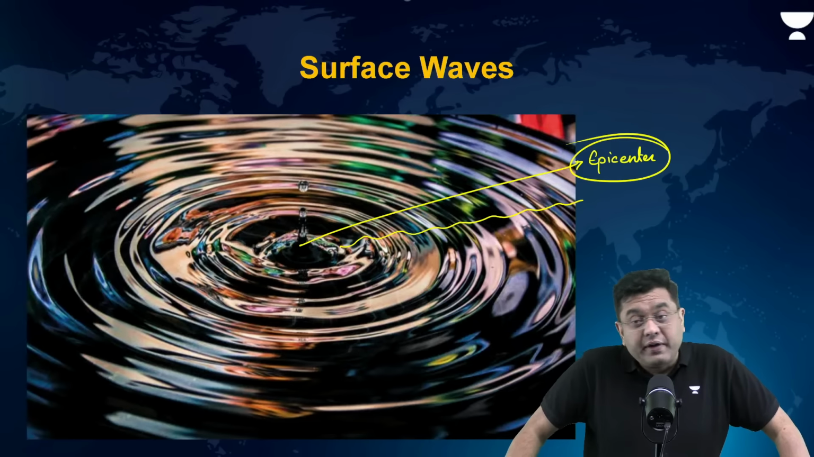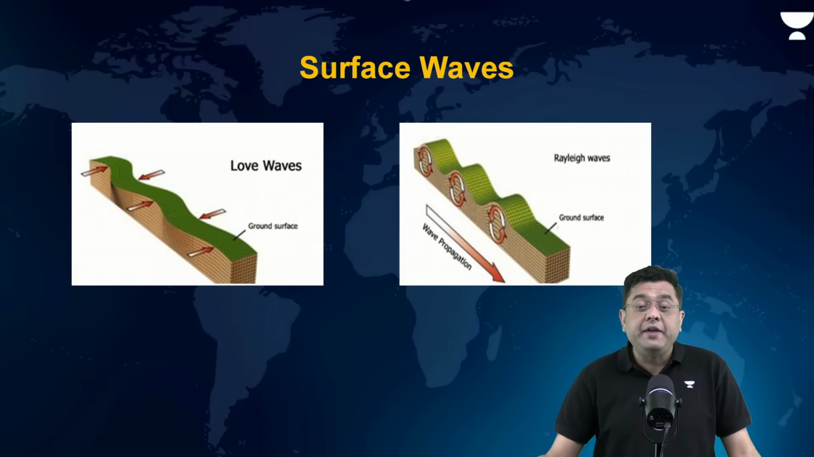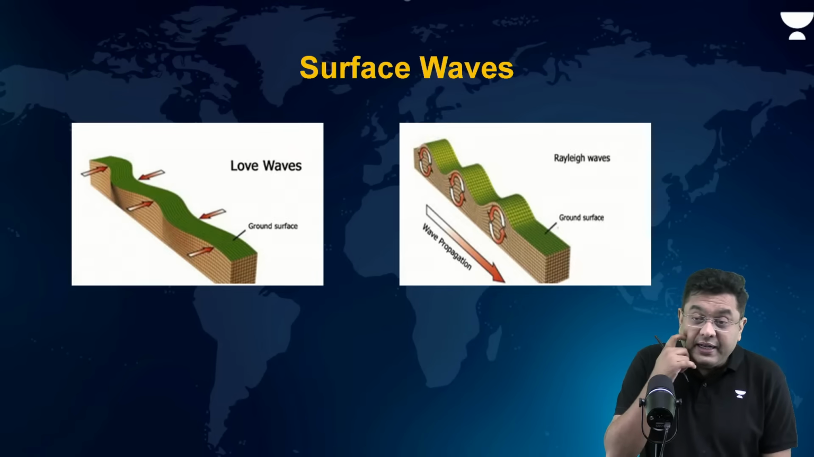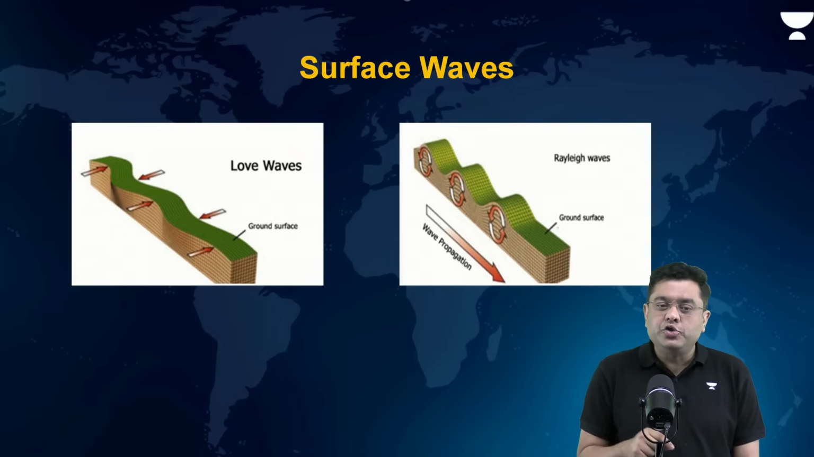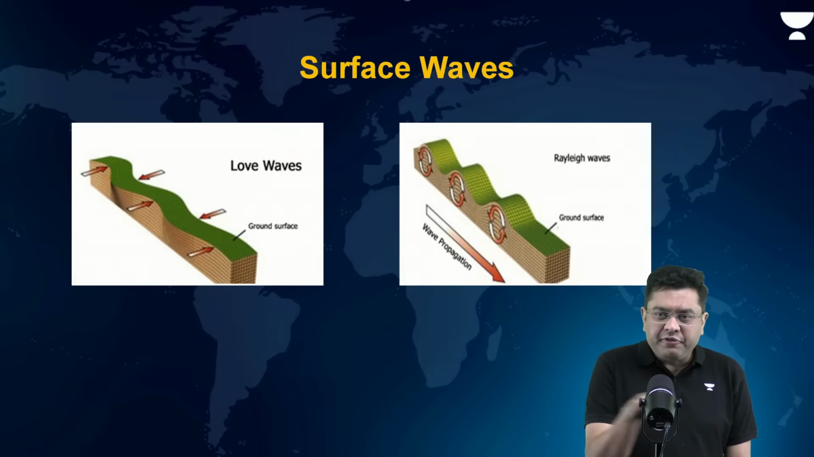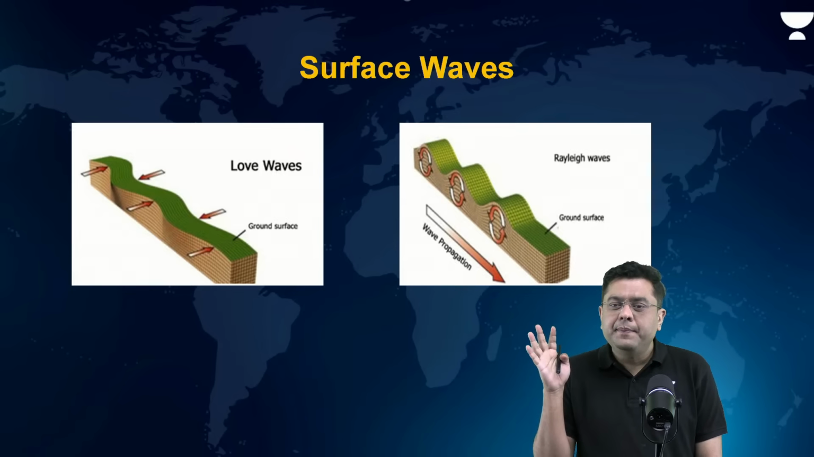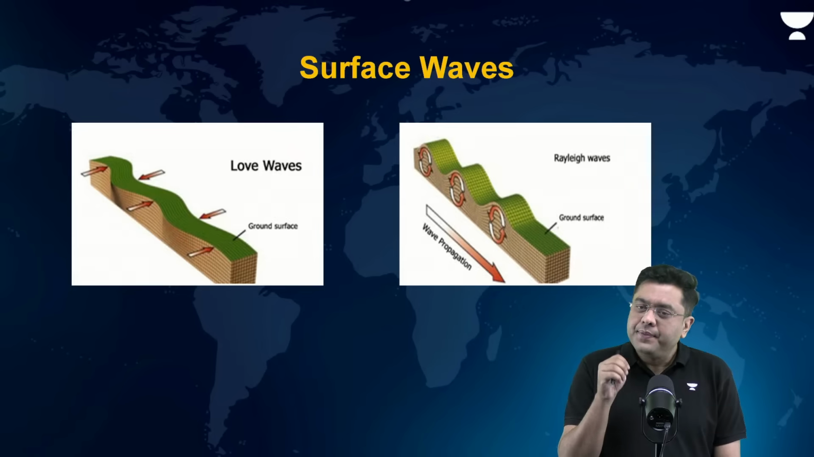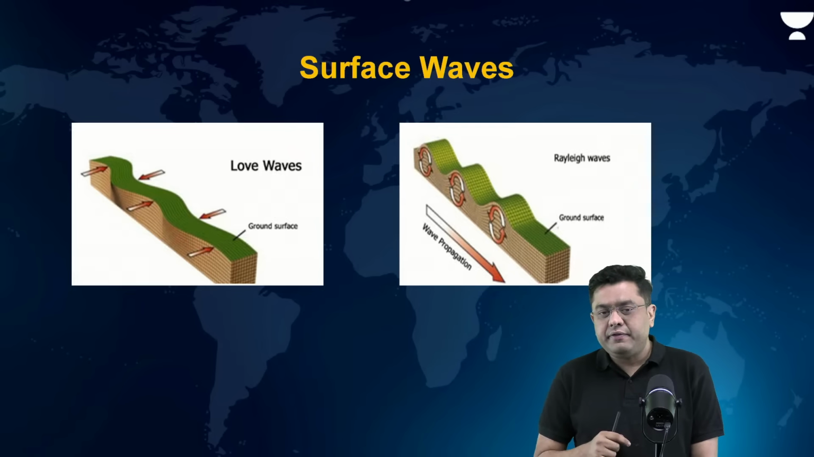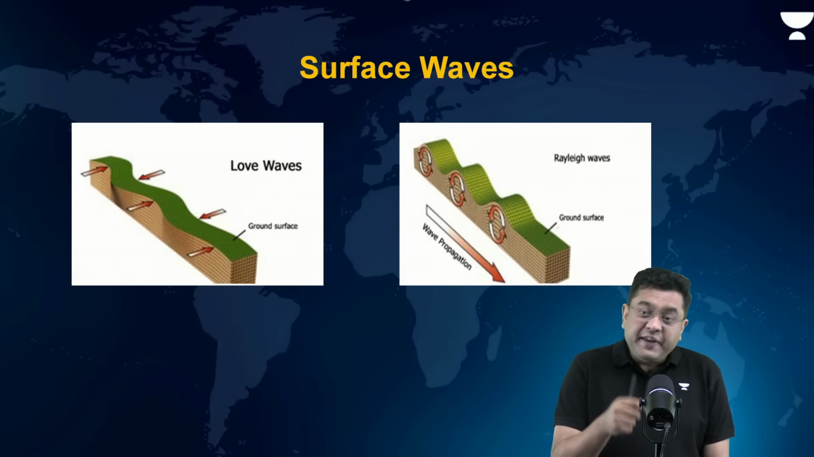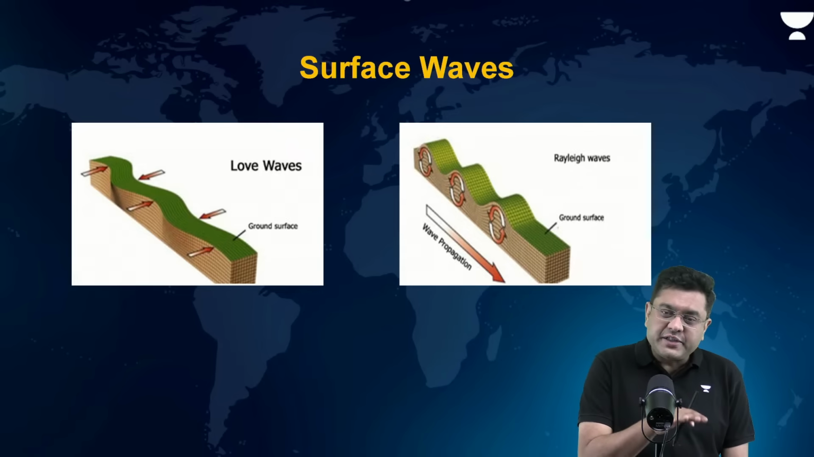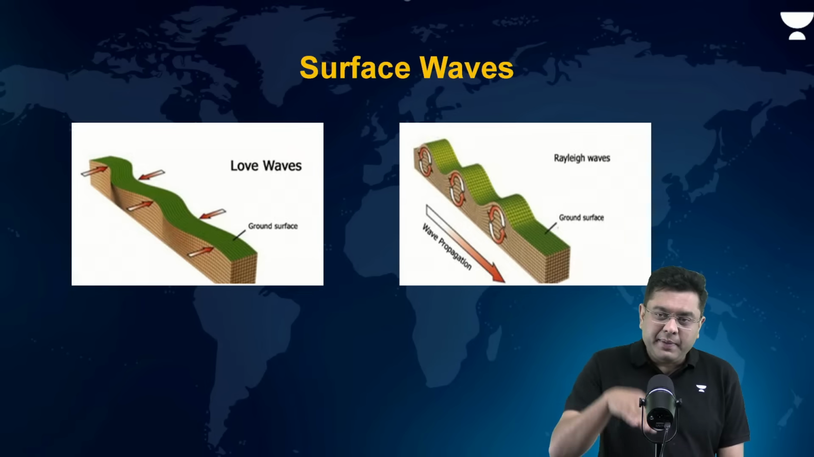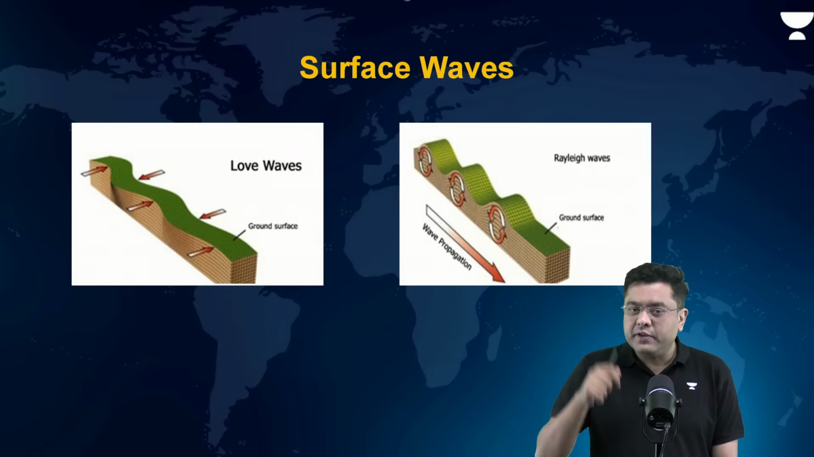This is your surface wave. Surface waves are also of two types depending upon how the surface tends to behave. If the surface moves horizontally, Love wave. If the surface moves vertically, then it is Rayleigh wave. Okay? The surface tends to move in both directions. It will be like this also. It will be like this also.